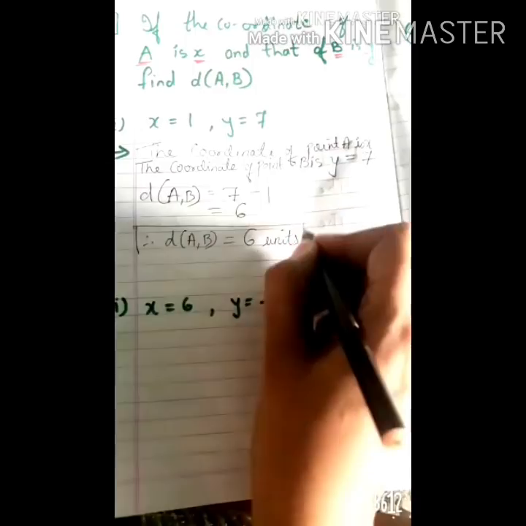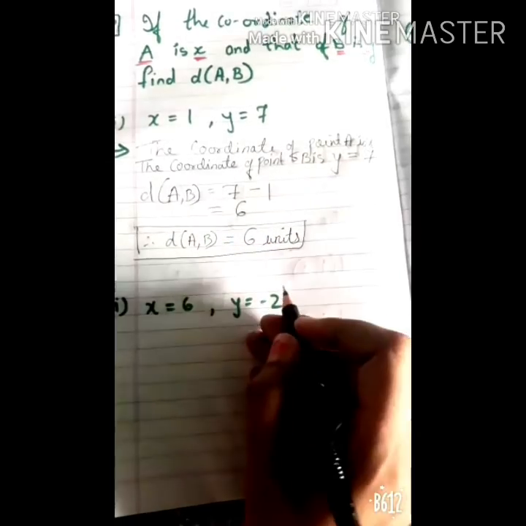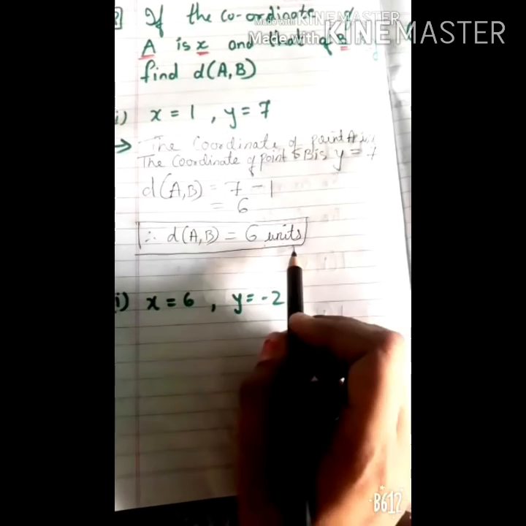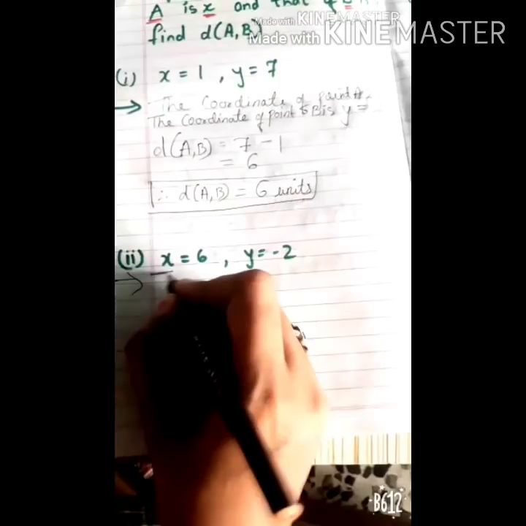Here we have to write the unit. In the last sum I forgot to tell you to write the units. After getting the answers, we have to write the units. In the same way we will solve the second sum.